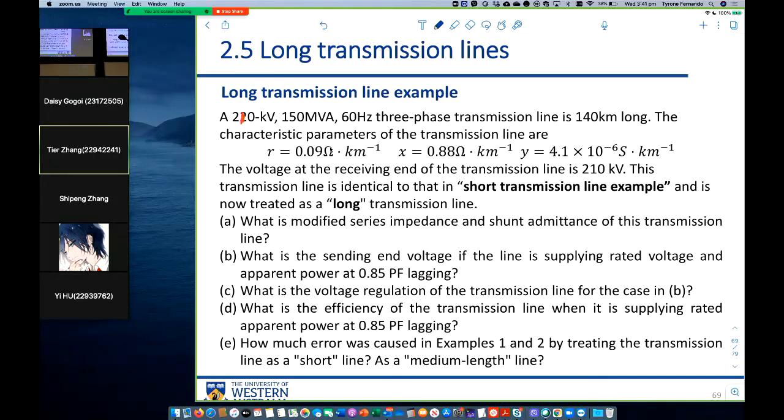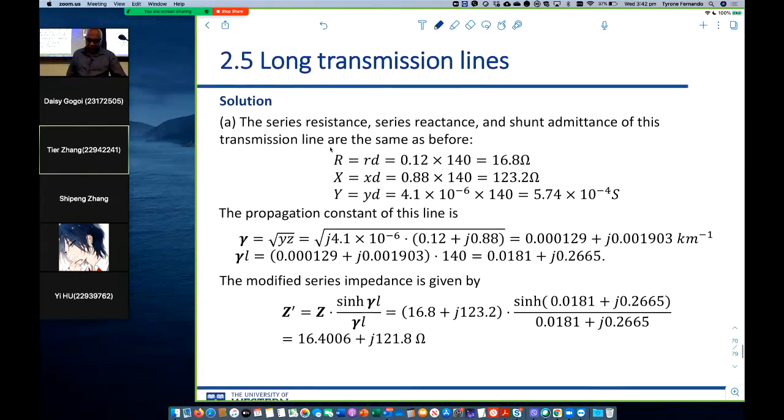What is the modified series impedance and shunt admittance for this transmission line? We have the formulas to calculate those, and then we can modify them. Because we have the R, X, and Y values, that's all we need. So let's have a look at that calculation first. We have the lowercase r value, so we can calculate the uppercase R, the resistance for the entire line. We simply multiply by 140.